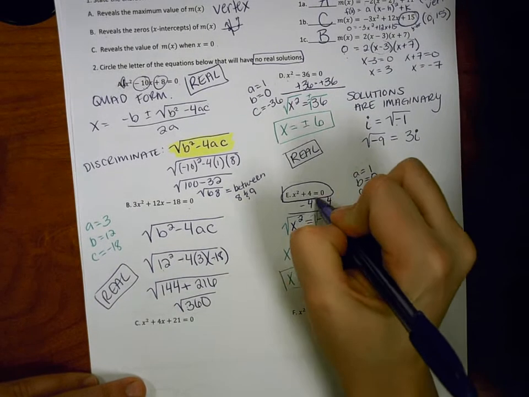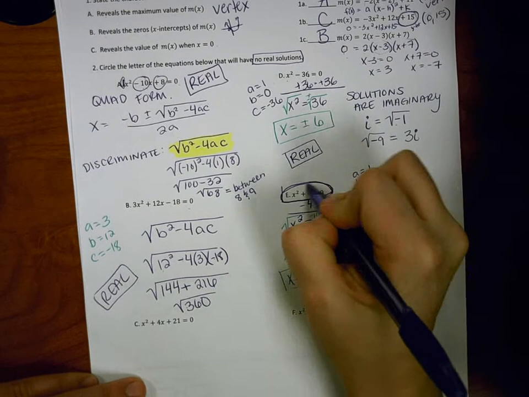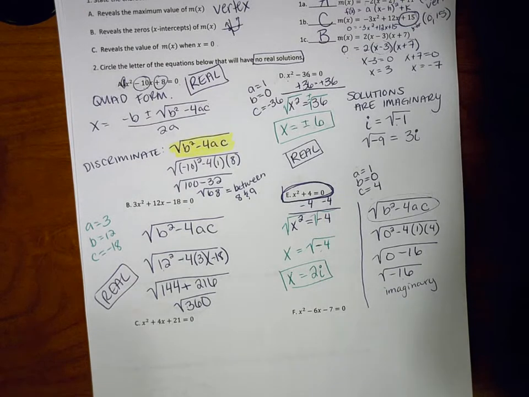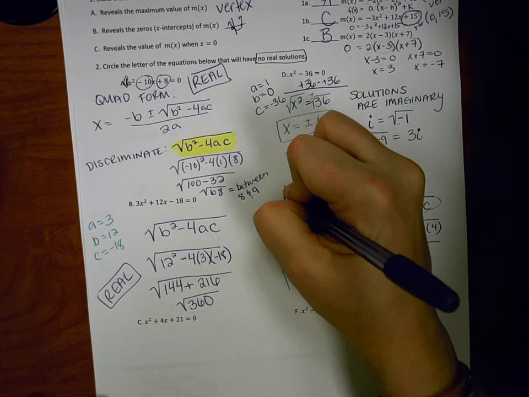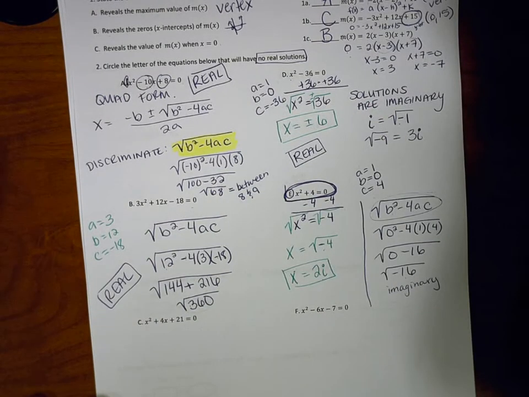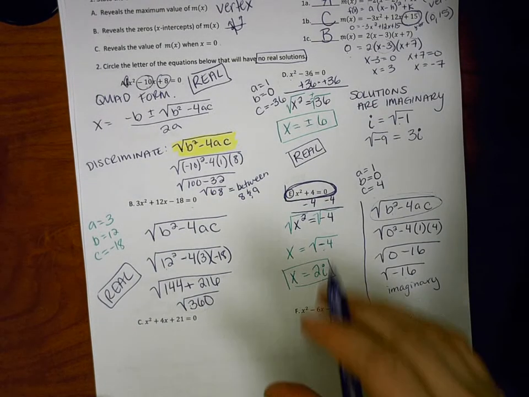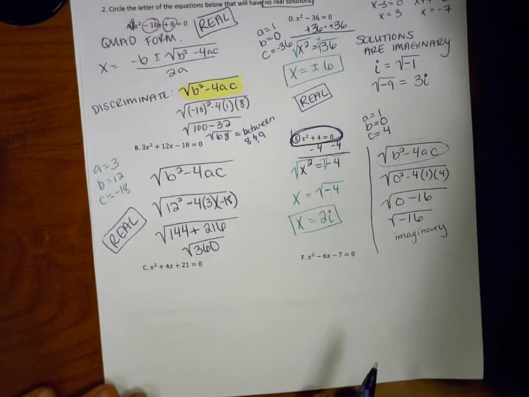Oh, it's a circle, so I guess I should do a circular shape. It's not an actual circle, so you can circle part E, the letter E. Either way, if you circle the whole equation, that's fine.